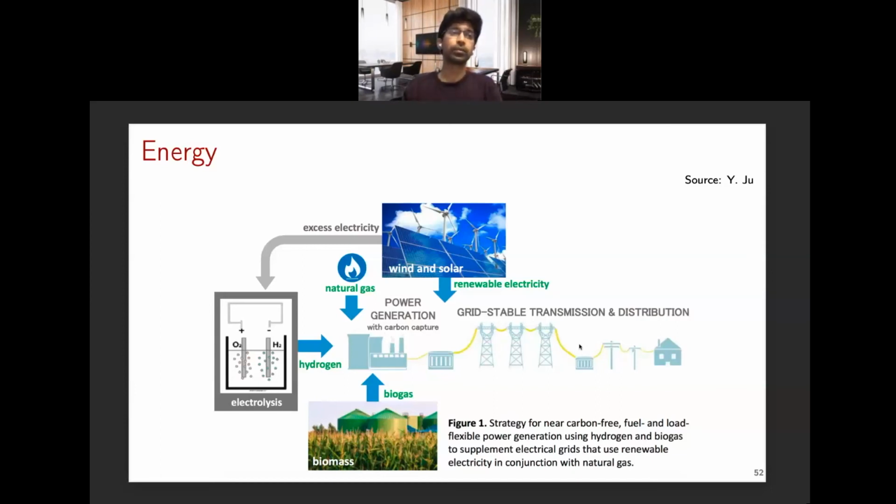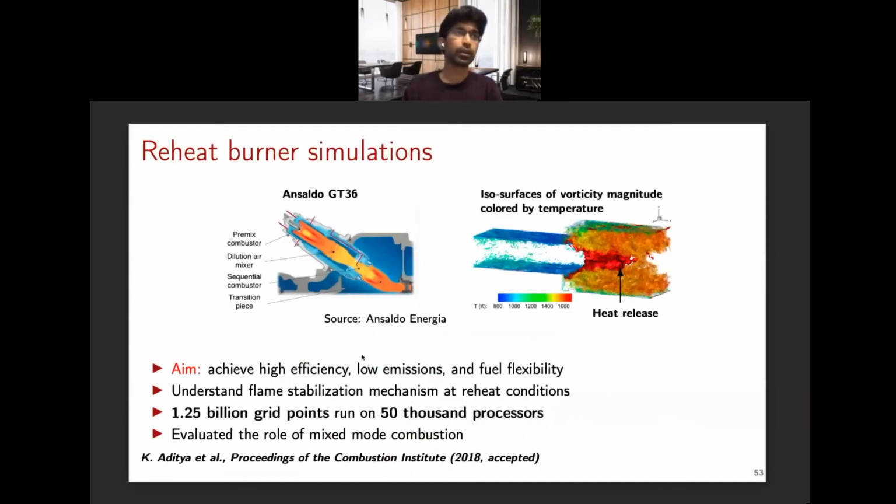So to achieve a fuel flexible gas turbine combustion, one of the concepts is the reheat burner or a two-stage combustion concept from Ansaldo Energia. A schematic of their GT36 H class gas turbine is shown on the left. This has two combustors. The first one is the typical swirl stabilized or bluff body stabilized combustor.